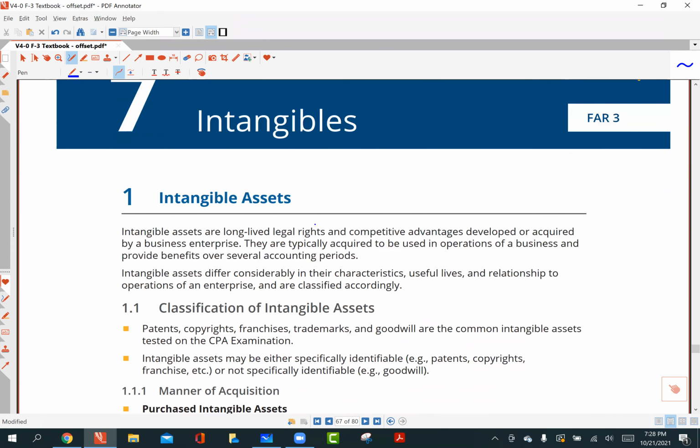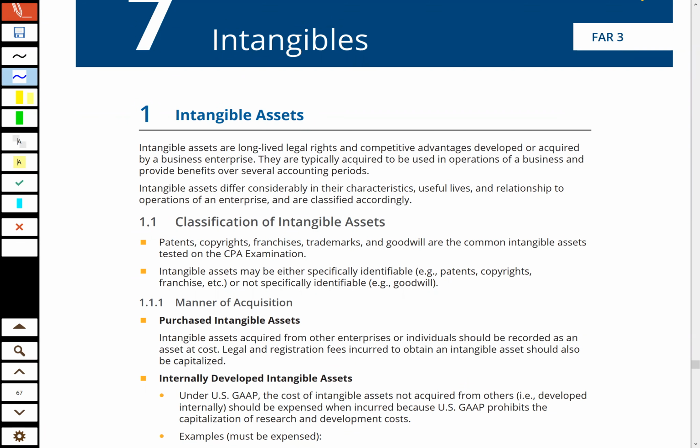Okay, good. Let's talk about intangible assets. There are different types of intangible assets, and how we approach these depends on the nature of the intangible asset. You have different types of intangibles: copyrights, franchises, et cetera. Intangible assets may be either specifically identifiable, like patents or copyrights, and we'll talk specifically about franchises in a minute, or not specifically identifiable, the classic example being goodwill. A patent is specifically identifiable. Goodwill is sort of floating around out there.